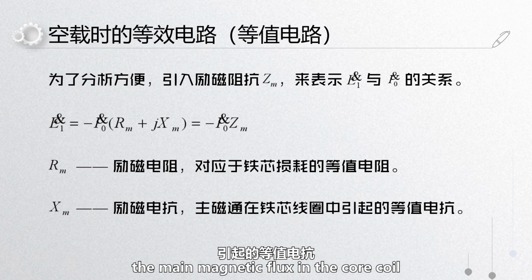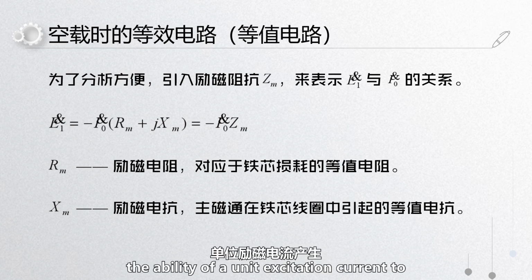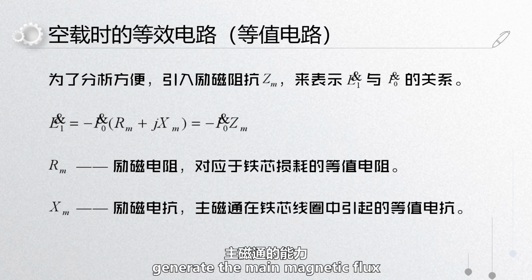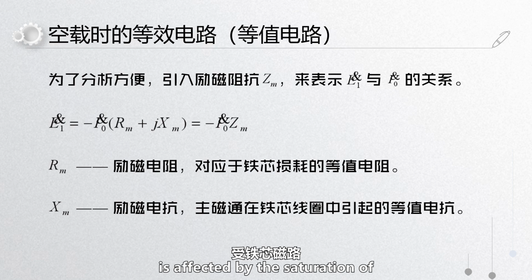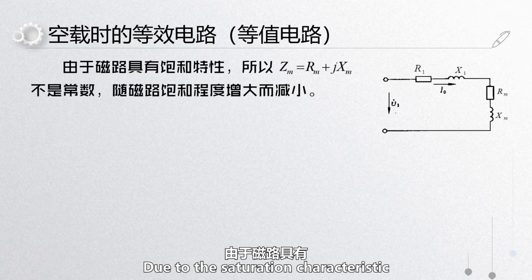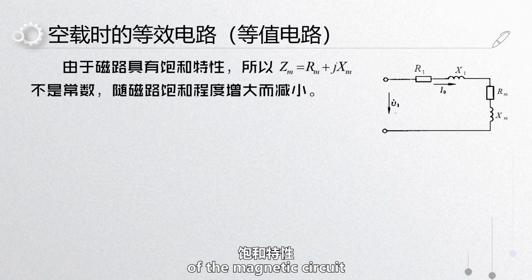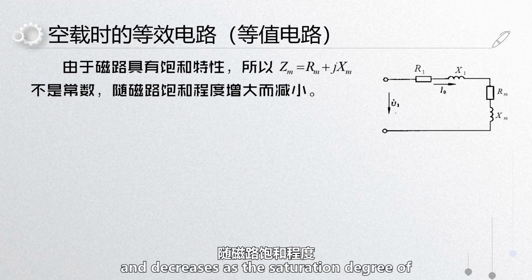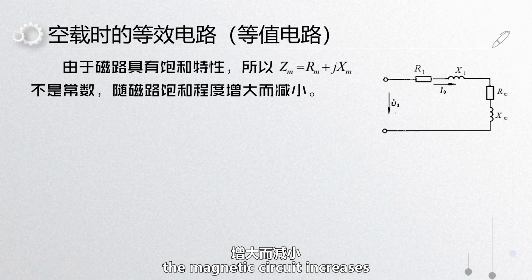Xm is called excitation reactance and is the equivalent reactance caused by the main magnetic flux in the core coil, that is, the ability of a unit excitation current to generate the main magnetic flux. It is affected by the saturation of the core magnetic circuit. Due to the saturation characteristic of the magnetic circuit, Zm is not a constant and decreases as the saturation degree of the magnetic circuit increases.